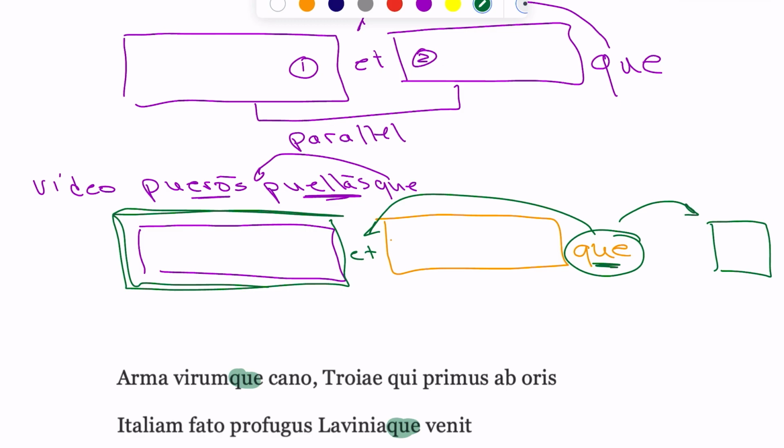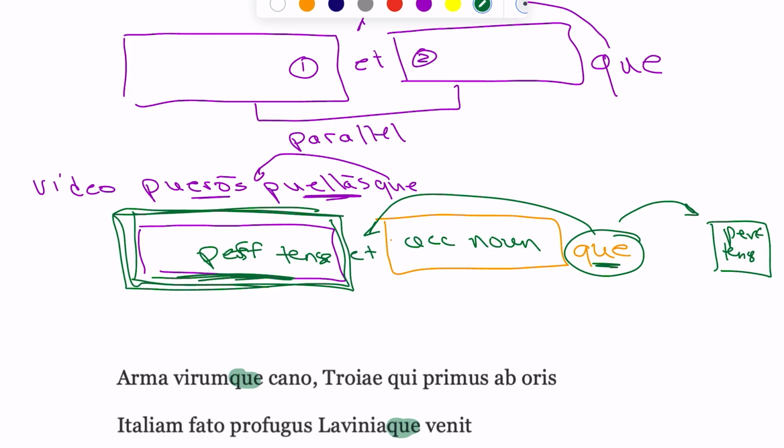So for example, if this were a perfect tense verb, and this was an accusative noun, consider if there is a parallel perfect tense verb on the other side. And then that could indicate that the -que connects those two things. So very often it will be the word in front of the word that has the -que that determines things.